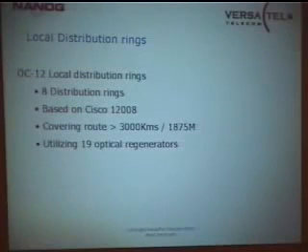The local distribution rings are OC12 based. There are 8 distribution rings. They're based on Cisco 12008s. They're covering roughly 1,875 route miles. They're utilizing 19 optical regenerators.